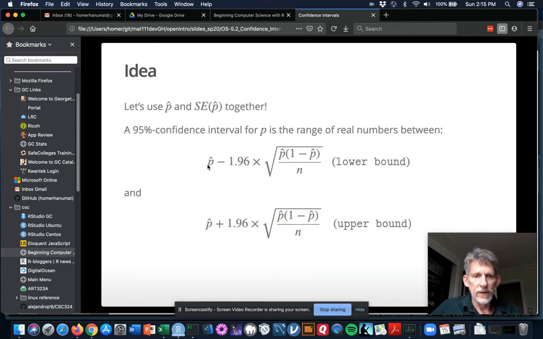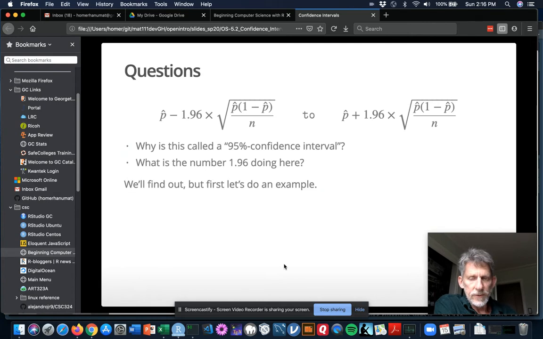The lower bound is the sample proportion P hat minus 1.96 times the standard error. That's that square root expression there, the standard error for P hat. Whereas the upper bound is P hat plus 1.96 times the standard error for P hat.